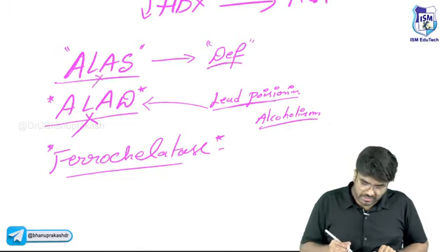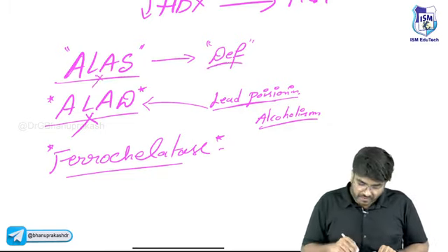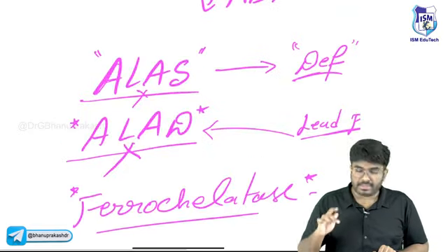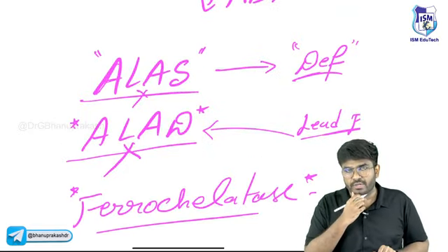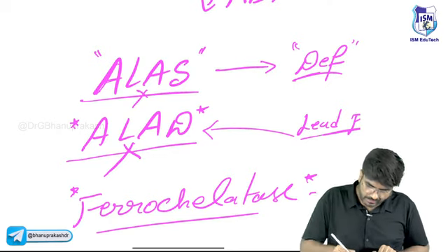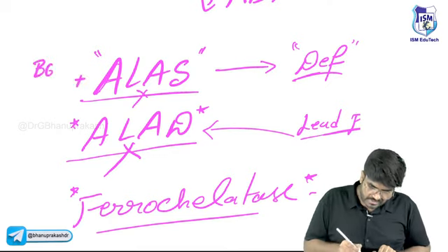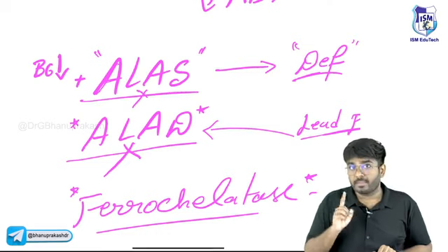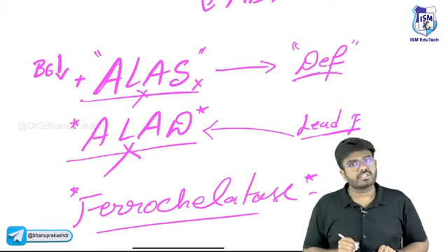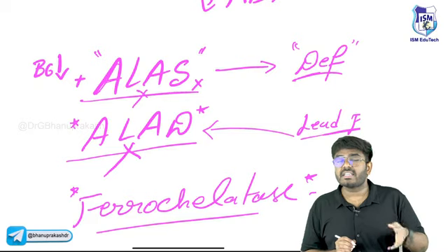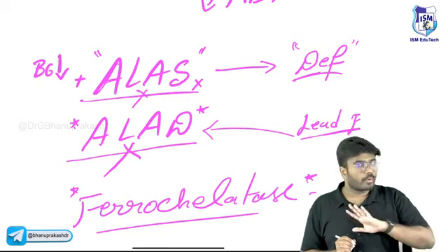So congenital deficiency of ALAS can be seen. And for the functioning of this aminolevulinic acid synthase, what do you require? You require vitamin B6. If B6 is deficient, this enzyme is not going to function. If that enzyme is not functioning, protoporphyrin is not produced.